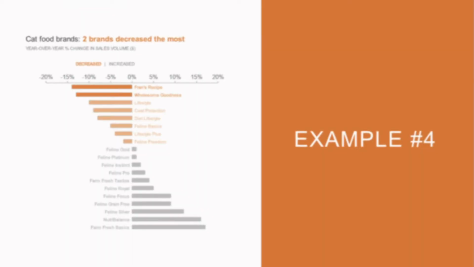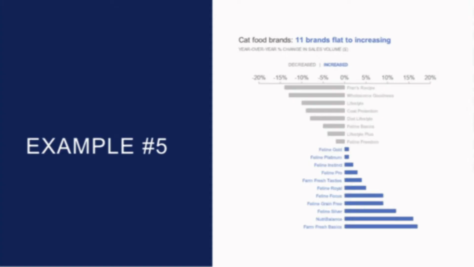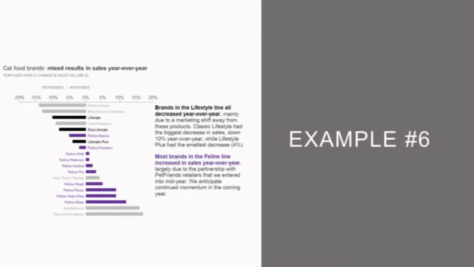Let's keep going. 2 brands decreased the most. Fran's Recipe and Wholesome Goodness. Can't believe that these are cat food name brands. Let's keep going. 11 brands flat to increasing. Another story that can be told here. Let's keep going. Mixed results in sales year over year.